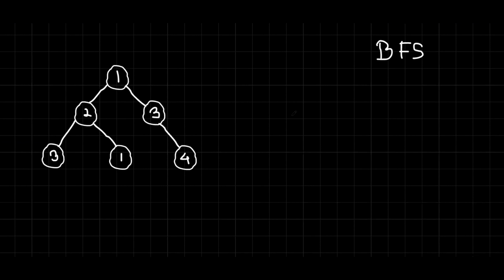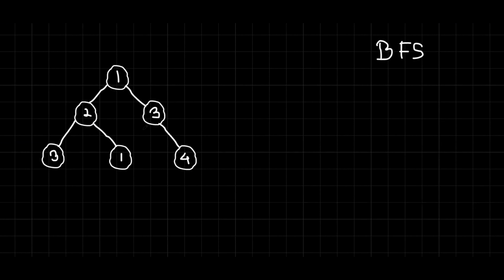Now here, to understand the algorithm, we have taken this example. The root is 1, which has 2 children, 2 and 3. 2 has 2 children, 3 and 1. And 3 has 1 child, which is 4. So here, the left child of the 3 is missing, so it is not a complete binary tree. Now let's understand how we can solve it.